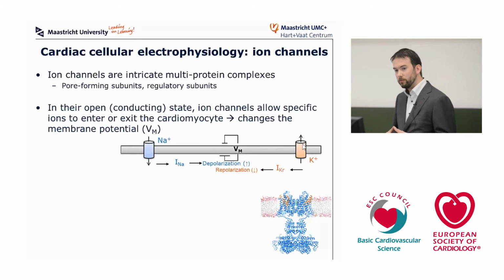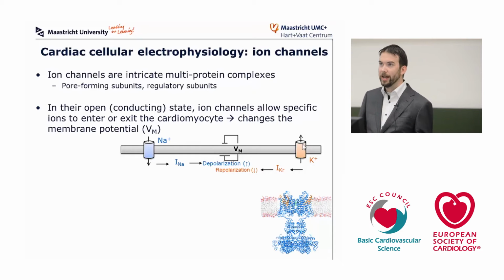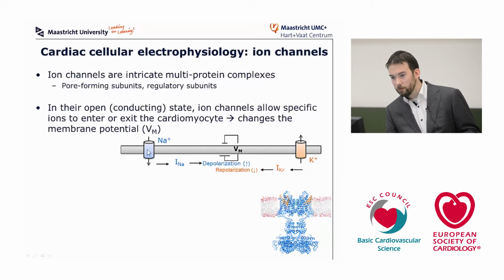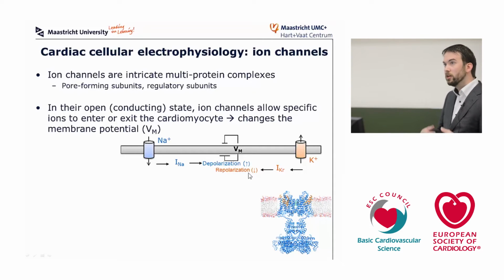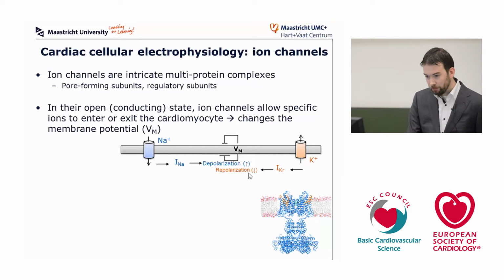that control the electrical properties of the cardiomyocytes. In their open or conducting state, these ion channels allow very specific ions to either enter or exit the cardiomyocyte. For instance, here in blue, you can see a sodium channel. And when this channel opens, sodium ions will go from the extracellular domain into the cell. Well, this is a movement of charge. That means a current, and because we get more positive charge inside the cardiomyocyte, this leads to a depolarization. On the other hand, we also have potassium channels. If these potassium channels open, potassium ions flow out of the cell, and we get a repolarizing current. So these currents shape the membrane potential.